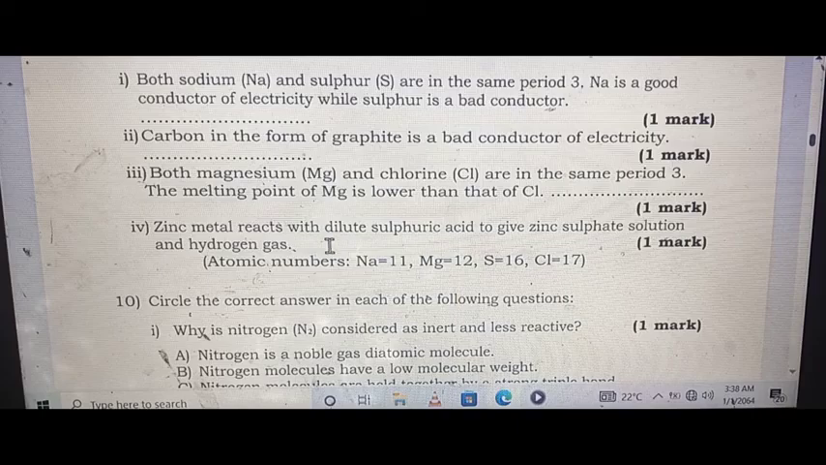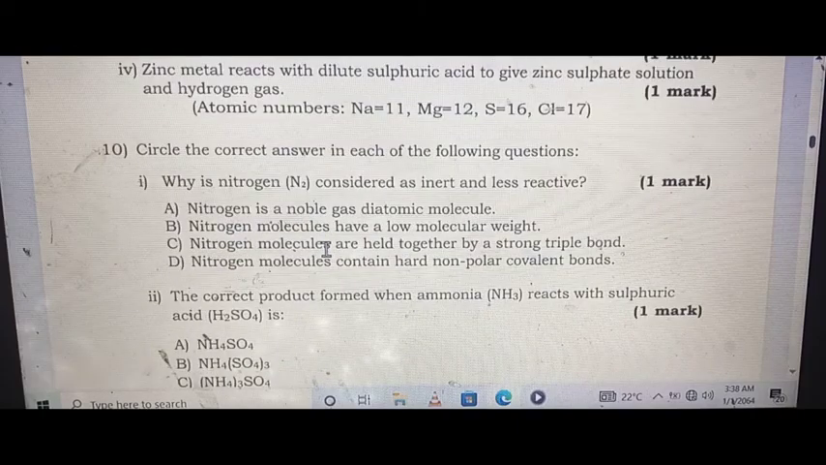The correct answer is true. Question 10. Circle the correct answer in each of the following questions. 1. Why is nitrogen considered inert and less reactive? The correct answer is letter C. Nitrogen molecules are held together by a strong triple bond.